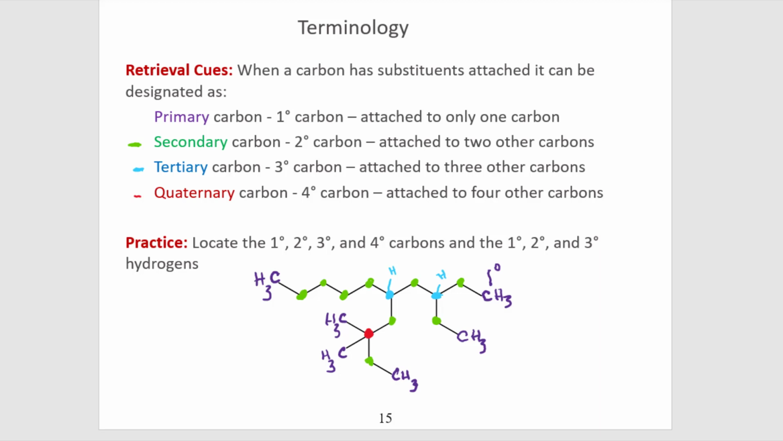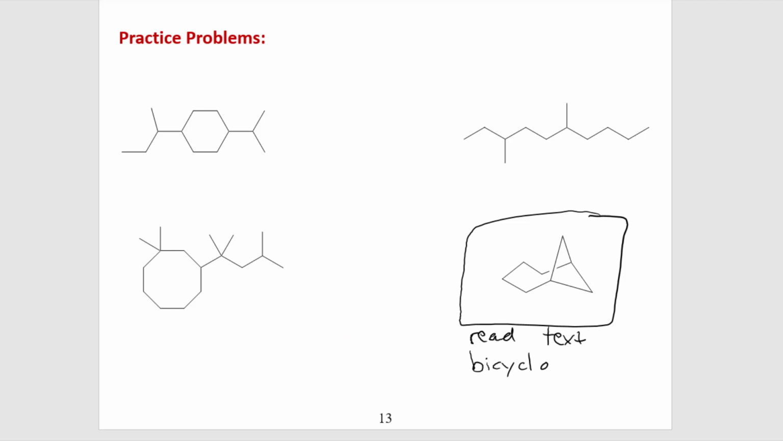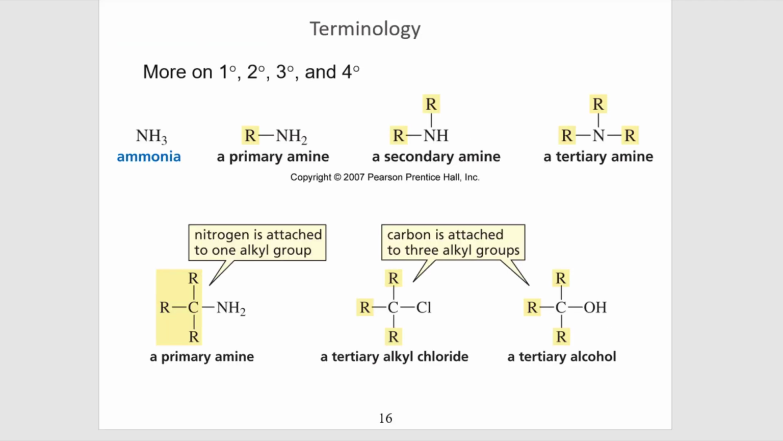You can go back to your other molecules that you had for practice and see if you can color code them or label them as primary, secondary, and tertiary, or quaternary. We can extend this terminology to other functionality. So for instance, you have an amine.